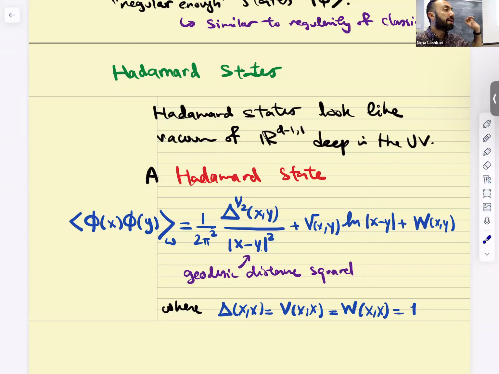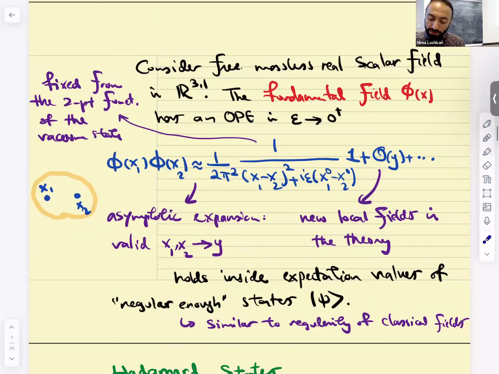Every time you hear about them, notice that what is neat about this is that to define this class of states, I don't need to assume Poincaré invariance. I don't need to assume anything. This is fully local analysis. All right, so these kinds of formal relations in the limit of x1 and x2 going to y, we're only allowed to use them inside correlation functions of Hadamard states.